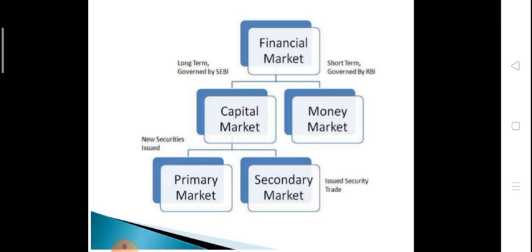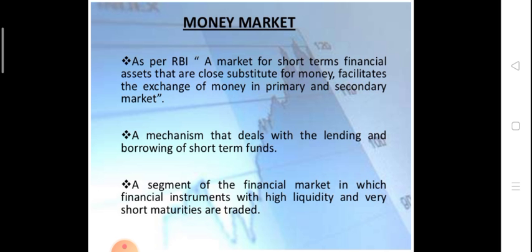Now, capital market is also classified into two parts. Number one is primary market and second one is secondary market. Primary market is for new security, means if we want to issue new security, we go to the primary market, and after issuing that security from the primary market, if we want to sell those securities, we go to the secondary market.